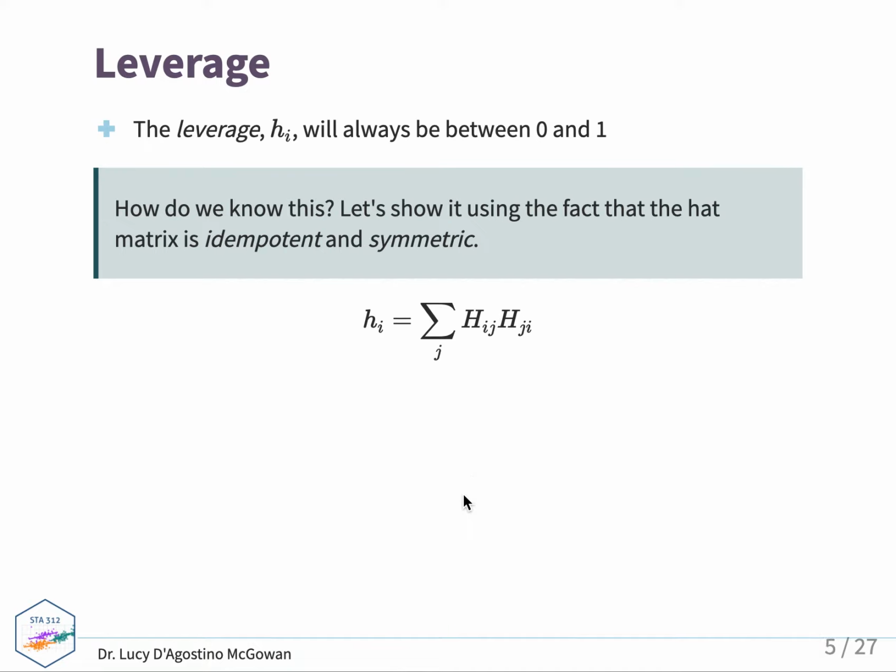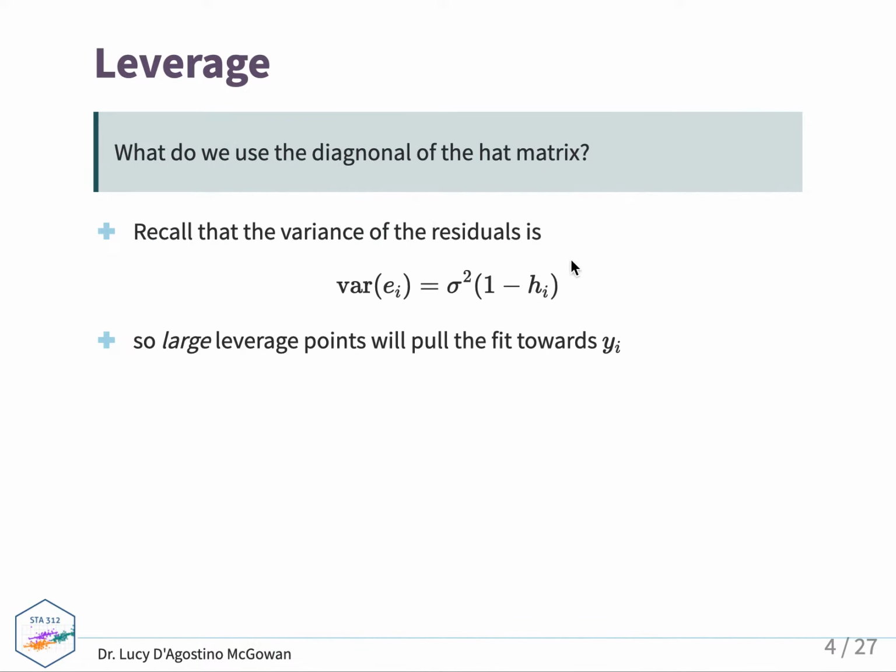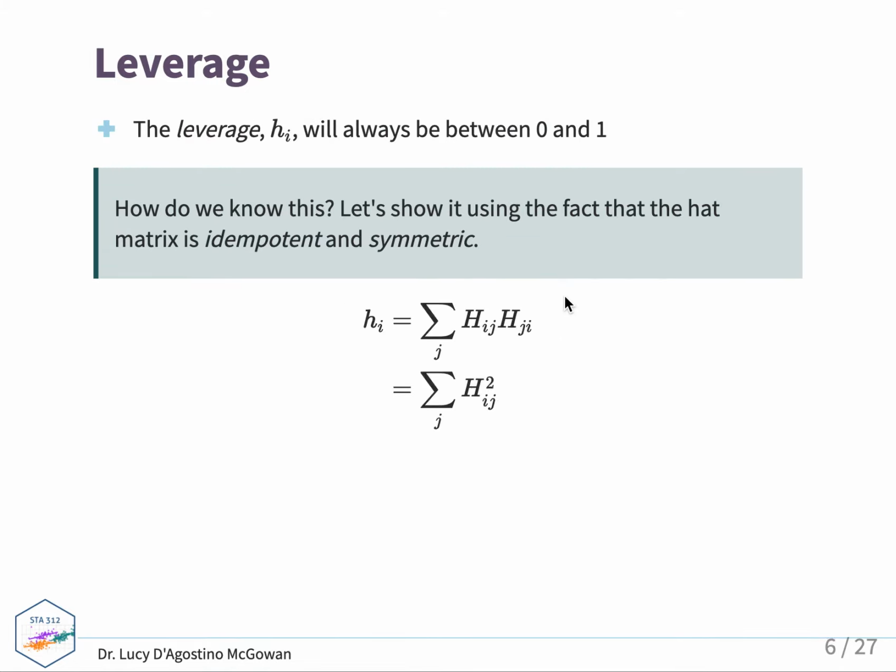And going back to this variance, if it's 0, then the variance of that residual is going to be equal to sigma squared. And we know if it's 1, then the variance of the residual is going to essentially be 0. And so that gives us some sense for why this is a sensible thing to do.